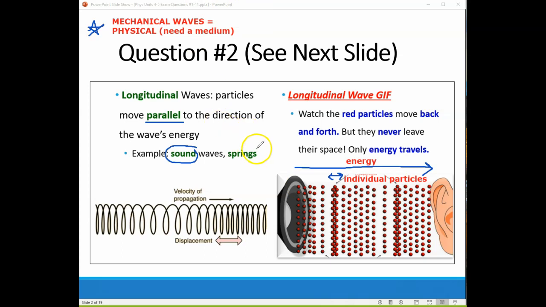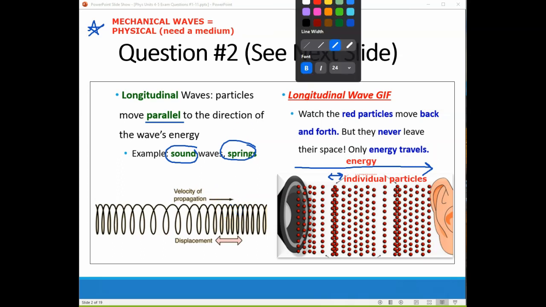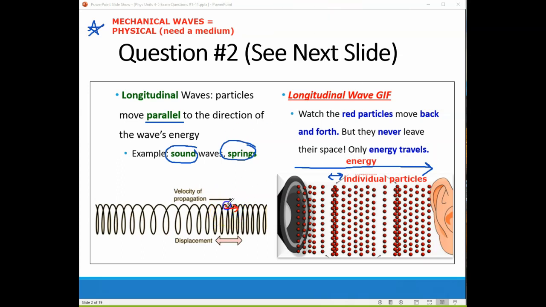Another example here would be a spring, right? If I push on a spring, same thing here. You can see that the individual springs, let me grab a different color here, the individual springs here are moving back and forth in their spot. And again, that overall energy is moving in the parallel direction.